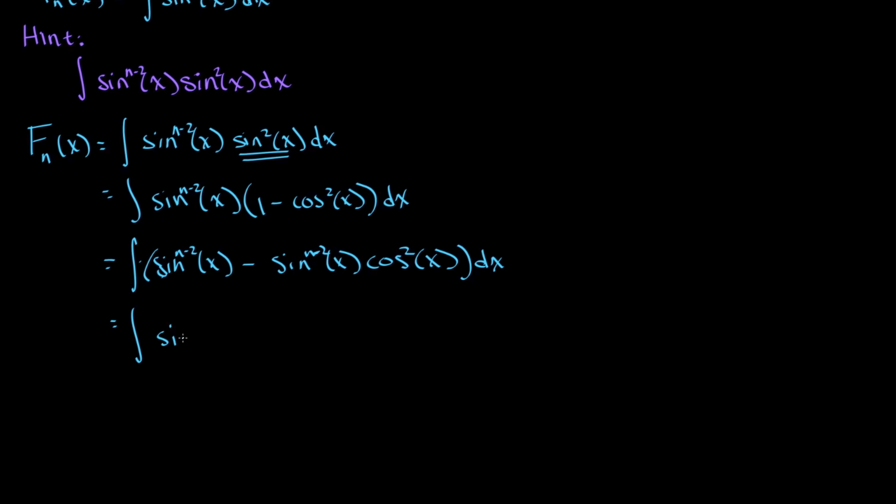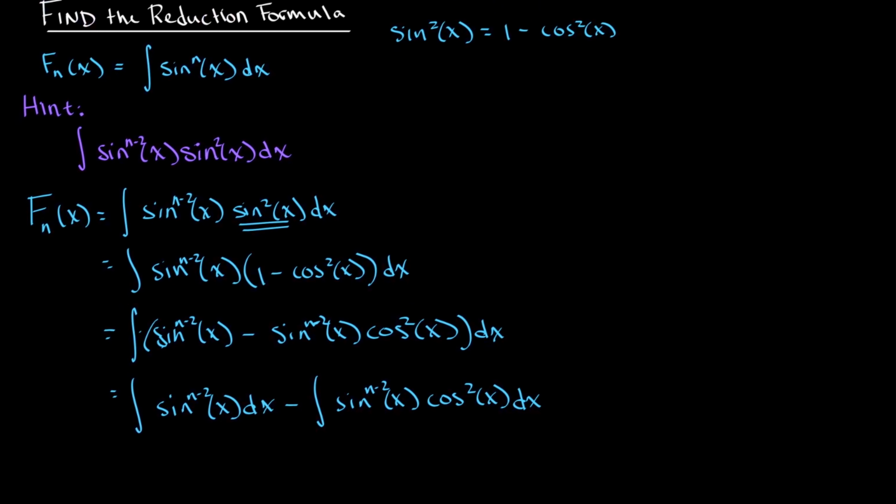So our first integral is going to be sine of x to the n minus 2 power. And then we're integrating this with respect to x. And then we have minus this indefinite integral of sine of x to the n minus 2 power times cosine of x squared dx. There's our two separate indefinite integrals. And again, where are we headed here? Well, the whole thing with this reduction formula, we're trying to express this integral in terms of a simpler integral.